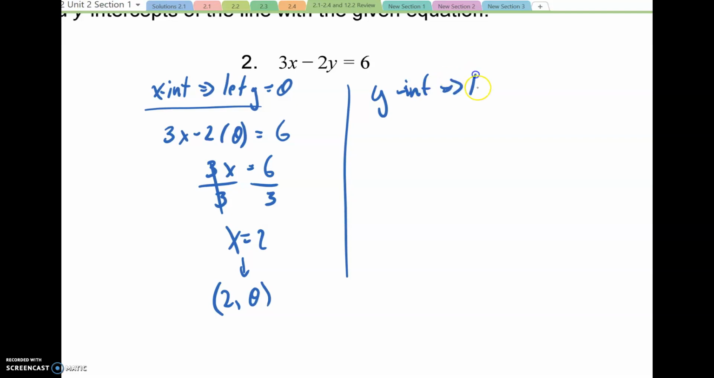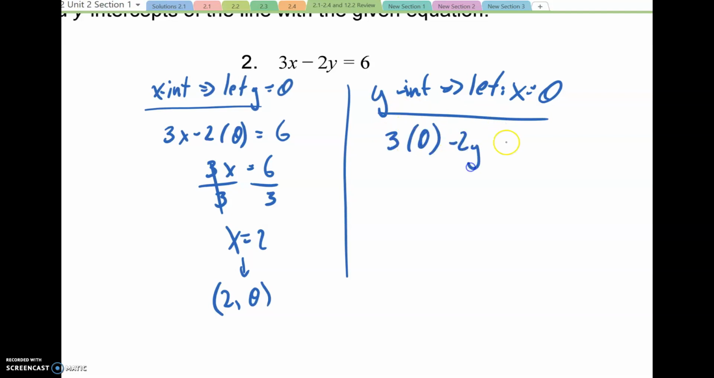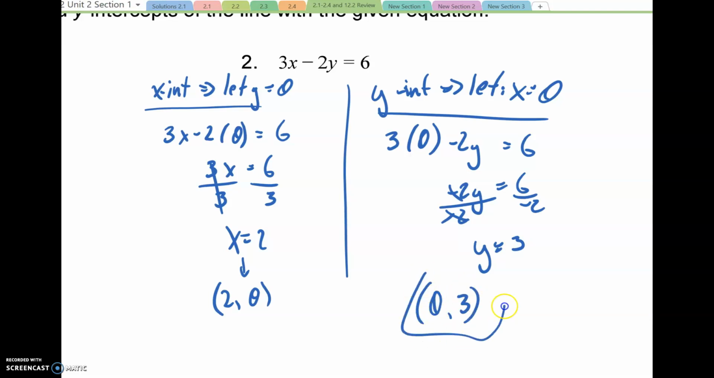Similar idea when we're doing the y-intercept. You're going to let x equal 0. So in this case, I have 3 times 0 minus 2y equals 6. So I get negative 2y equals 6. And divide by negative 2 on both sides, and I get y equals 3. So that means that we're really looking at the coordinate pair (0, 3). And those are our x and y intercepts.